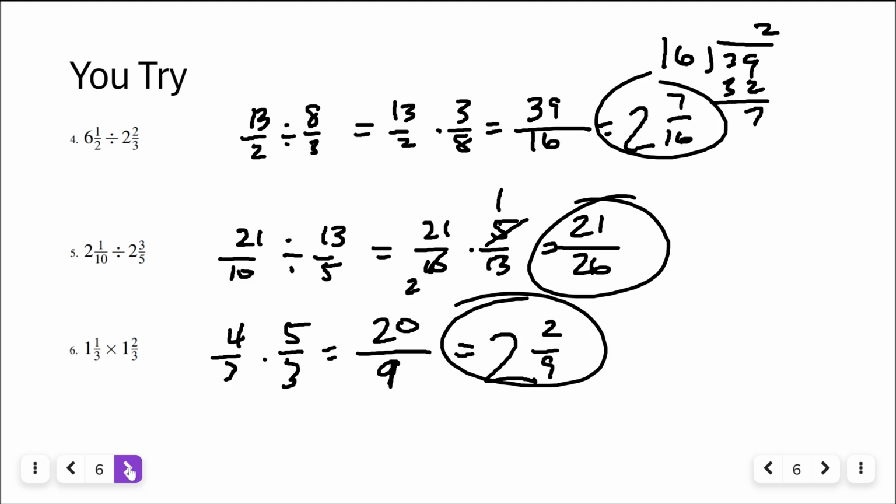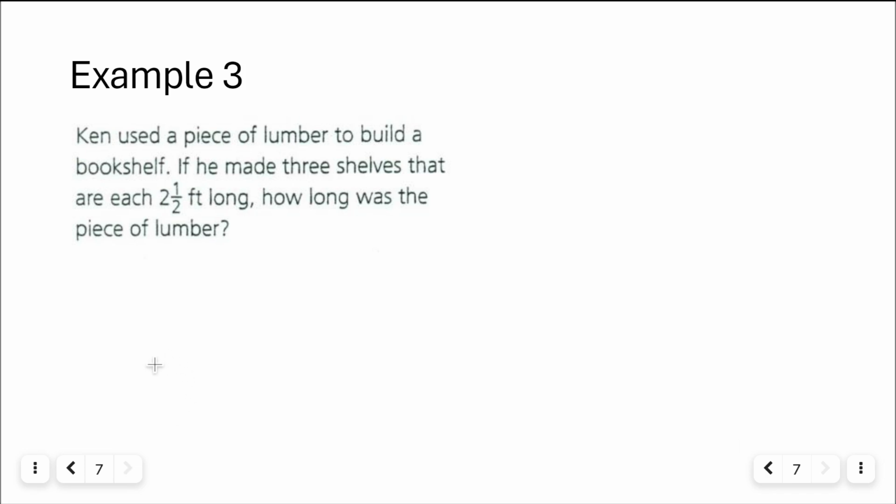So hopefully you got those right. And finally, Ken used a piece of lumber to build a bookshelf. He made 3 shelves that are each 2.5 feet long. How long is that piece of lumber? So to figure out how long that would be, it would be 3 times 2.5, right? Or 2.5 plus 2.5 plus 2.5. That would work too. Okay?